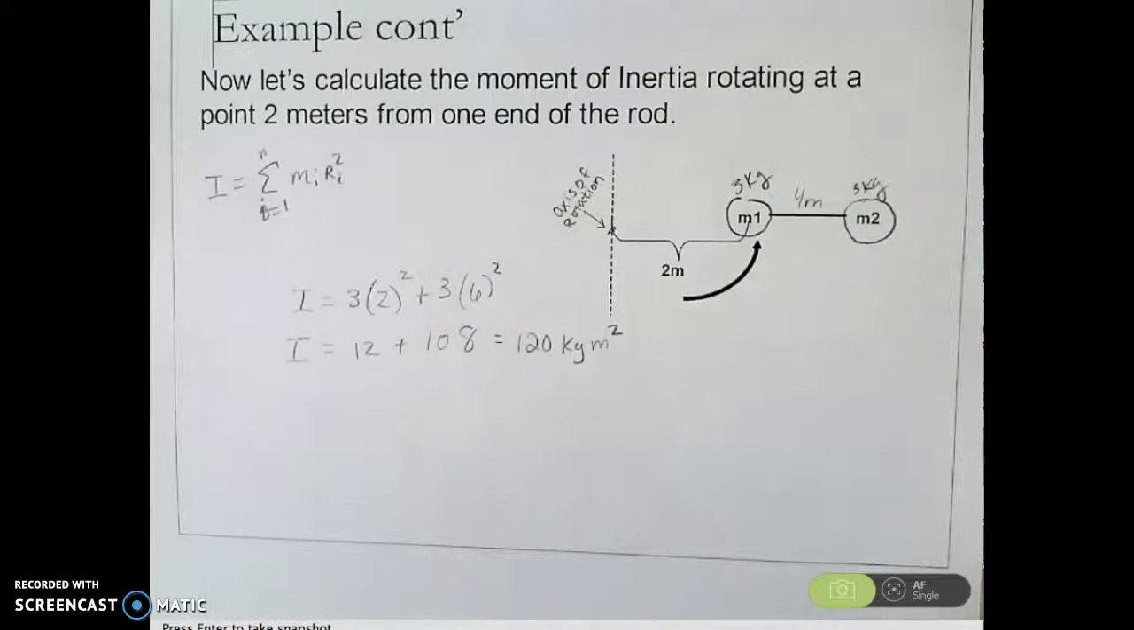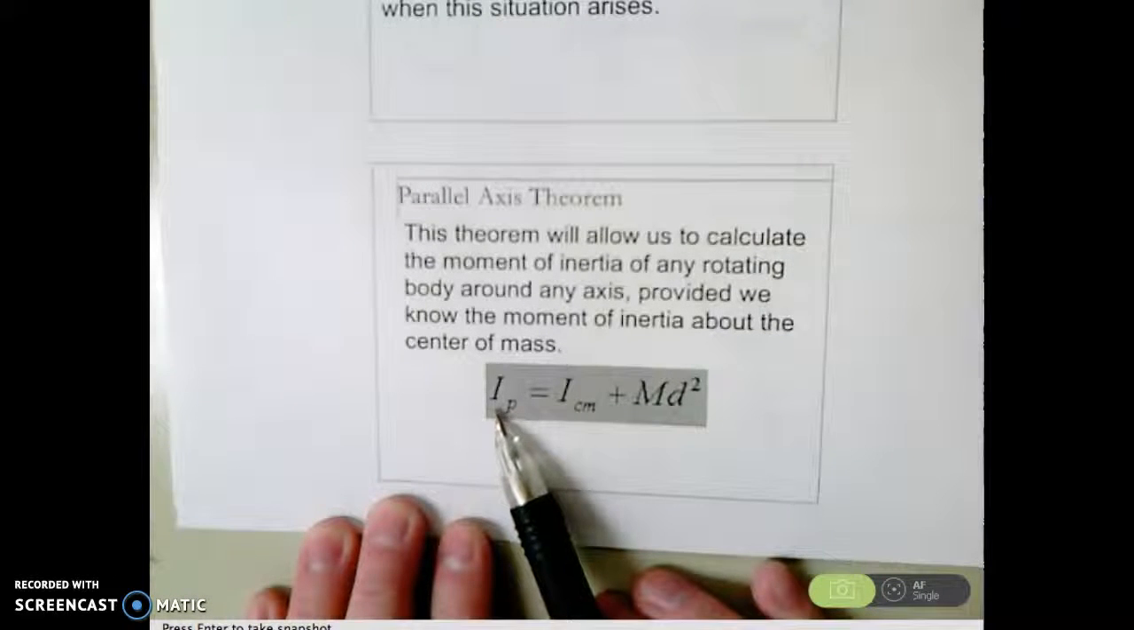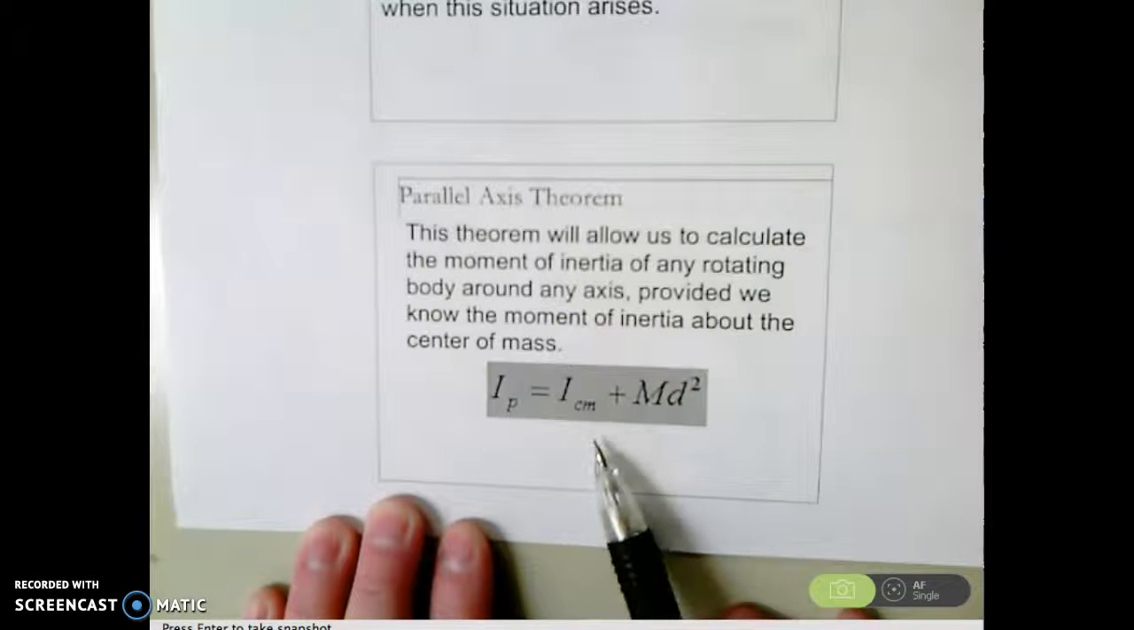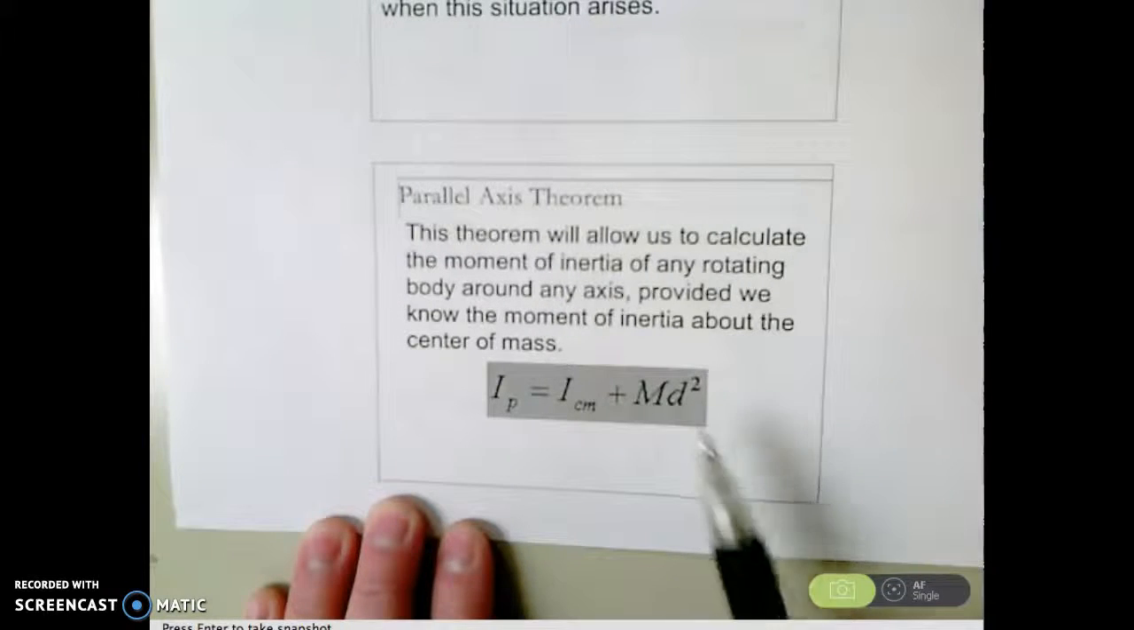So as you see, the further away the axis of rotation gets from the center, the moment of inertia is going to increase. And there is an equation that's going to allow us to calculate the moment of inertia when the system shifts, and that is called the parallel axis theorem. So just to recap, the parallel axis theorem, I_P, will give us the moment of inertia around a fixed point, and that will equal the moment of inertia around the center of mass plus the total mass times the distance to that new point of rotation squared.